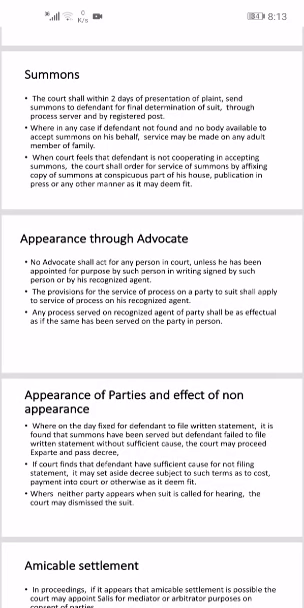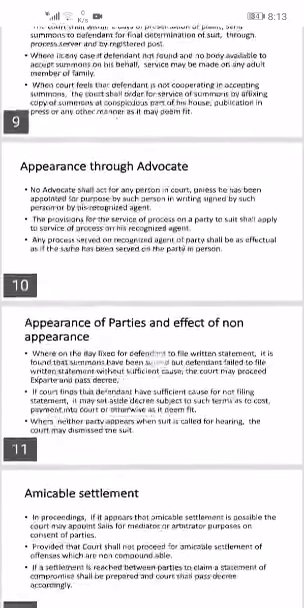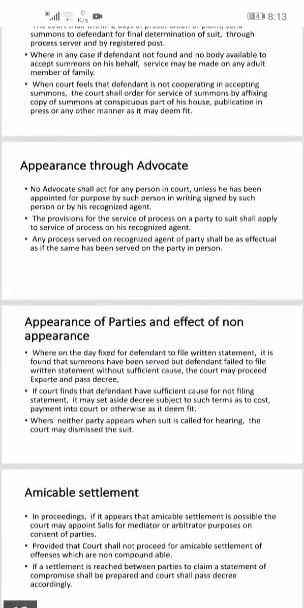Appearance through advocate for parties. No advocate shall act for any person in court unless he has been appointed for the purpose by such person in writing, signed by such person or by his recognized agent. The provisions for the service of process on a party to the suit shall apply to service of process on his recognized agent. Any process served on the recognized agent of a party shall be as effectual as if the same had been served on the party in person.